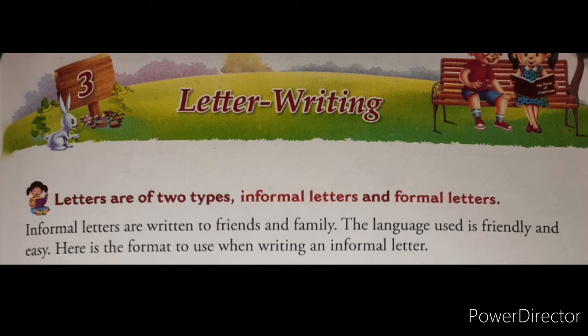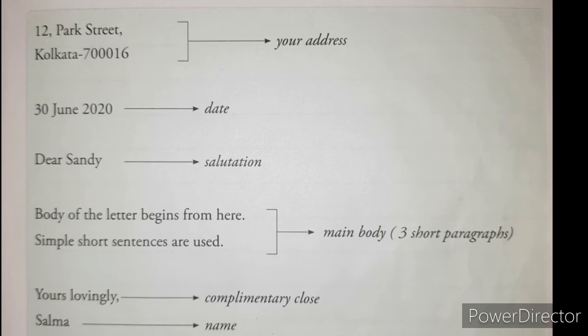Here is the format to use when writing an informal letter. We are going to learn what the format of the informal letter is. First you have to write your address in the upper left side. For example, here it is given: 12 Park Street, Kolkata, and maybe a pin code or some number related to Kolkata is given. Below your address you have to write the date. Instead of the date given here, you can also write today's date.